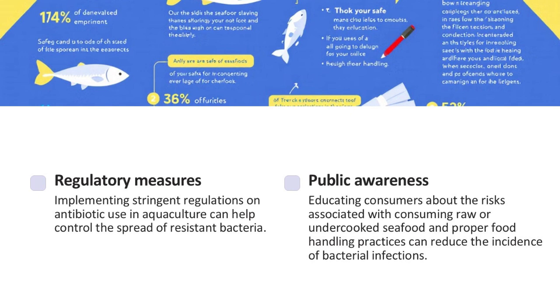Regulatory measures: implementing stringent regulations on antibiotic use in aquaculture can help control the spread of resistant bacteria. Public awareness: educating consumers about the risks associated with consuming raw or undercooked seafood and proper food handling practices can reduce the incidence of bacterial infections.